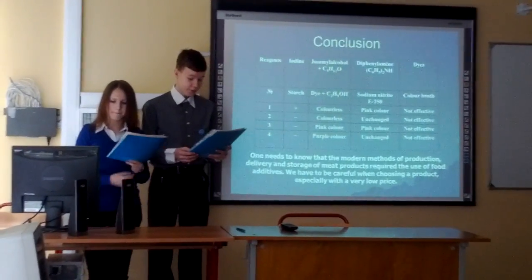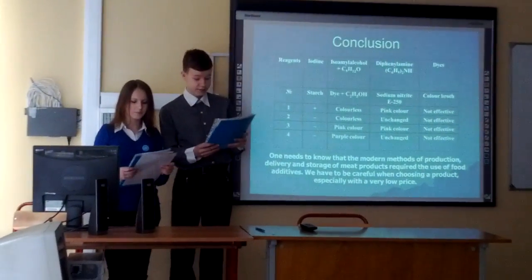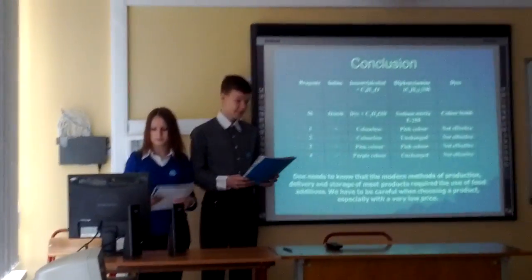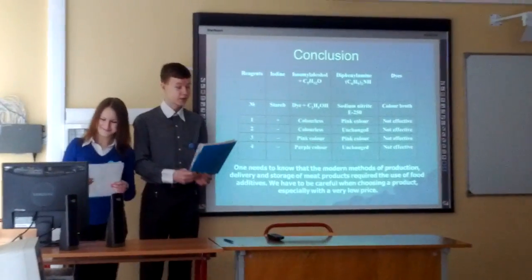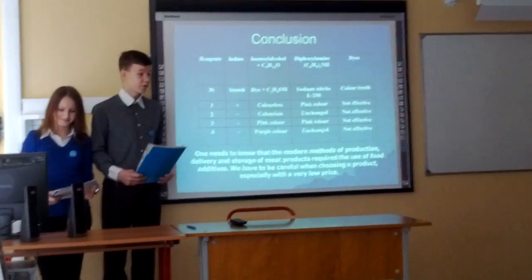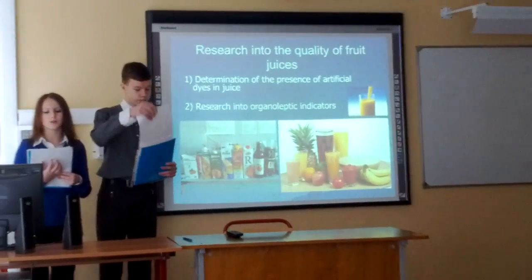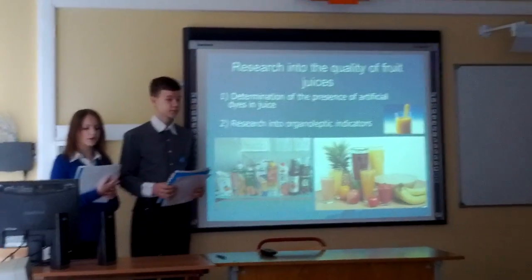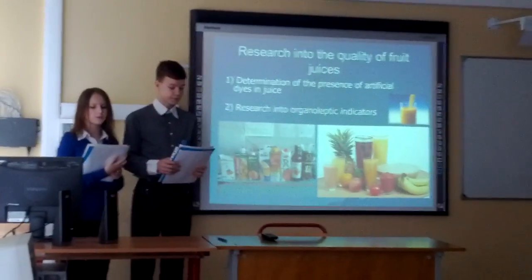One needs to know that the modern methods of production, delivery and storage of meat production require the use of food additives. We have to be careful when choosing a product, especially with a very low price. Our second object was fruit juices. We wanted to find out the presence of artificial dyes in juice and research into organoleptic indicators.